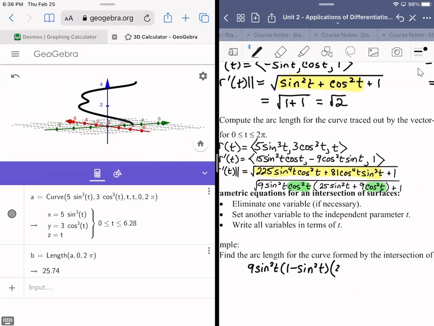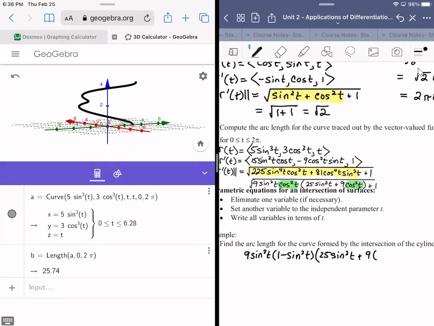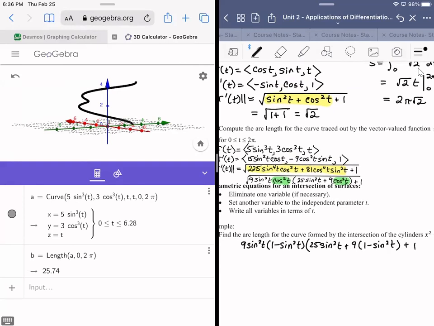25 sine squared t plus 9 times another 1 minus sine squared t, and then plus the 1. All right. So if you distribute and clean things up, maybe things will end up being nicer, but I could have typed this problem in like 5 times already by the time we're at this point. So it's not ending up being a beneficial use of your time, I don't think.